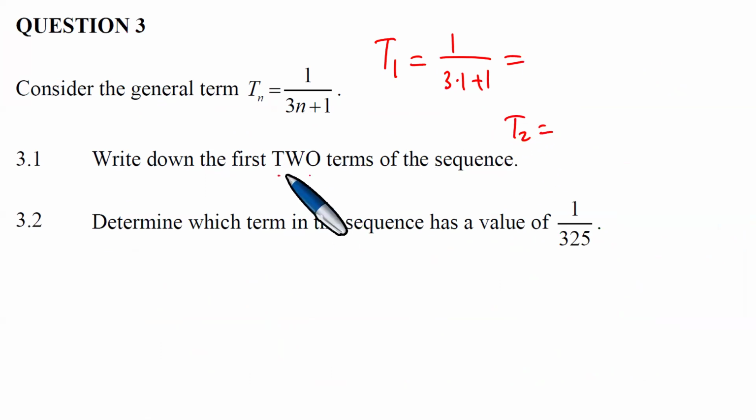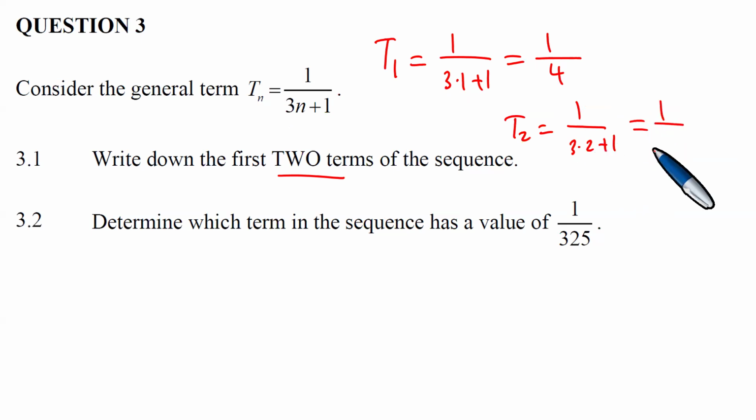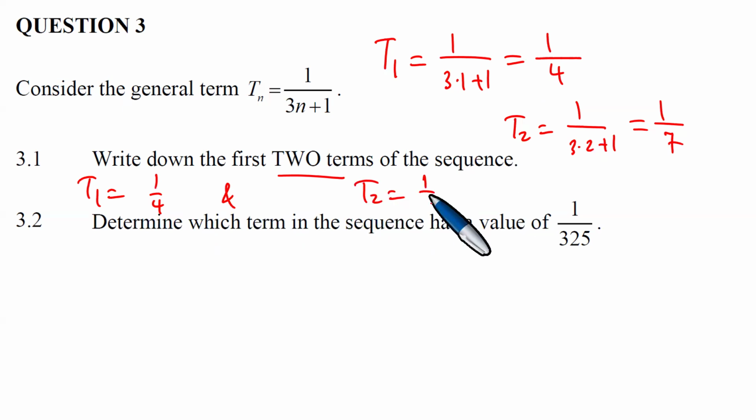Here we're getting the first two terms: 1 over 3 times 1 plus 1, and 1 over 3 times 2 plus 1. What is 3 times 1 plus 1? 4. And then 3 times 2 plus 1 is equal to what? 7. Well done. So the first term T1 equals 1/4, and the next term T2 is equal to 1/7.